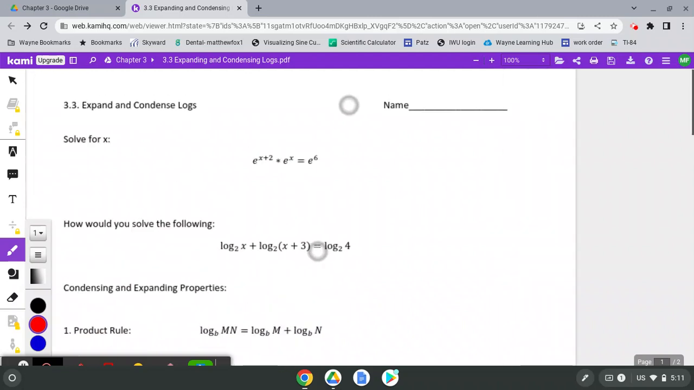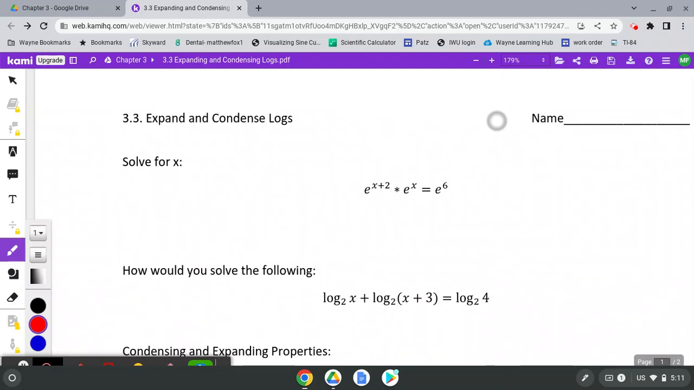Today we are going to talk about expanding and condensing logs, but first I want to show why this matters. If we were asked to solve for x here, this is an exponential problem. First thing we can do is combine our terms, so e to the x plus 2 times e to the x. If they're multiplying, hopefully we know we add the exponents. So we would rewrite that as e to the 2x plus 2.